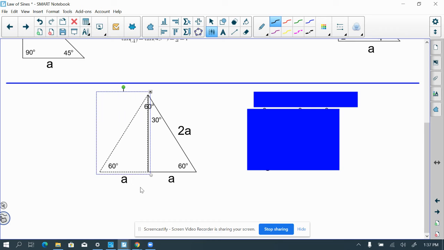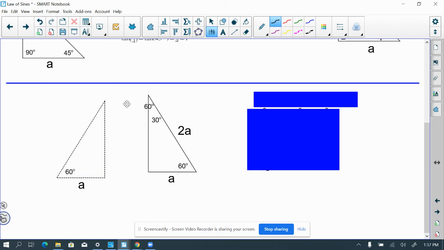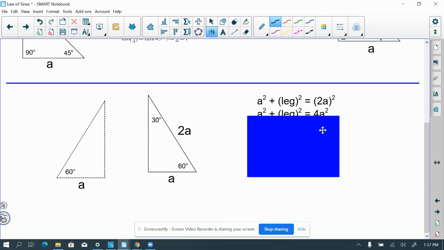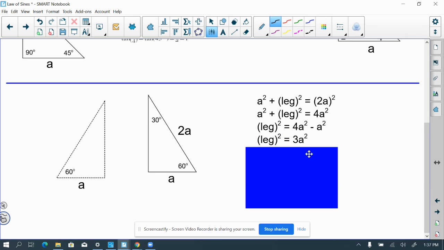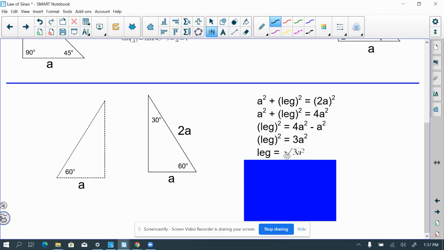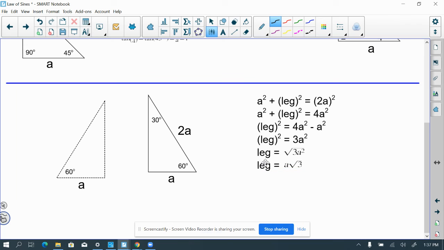Leg squared plus leg squared equals the hypotenuse squared. A squared plus the other leg squared equals 2a squared. Well, 2a squared is 4a squared. Subtract a squared on both sides. These two are like terms. You have 3a squared. Square root both sides. You get the square root of 3a squared. The square root of a squared is a. And so that leg is a rad 3.